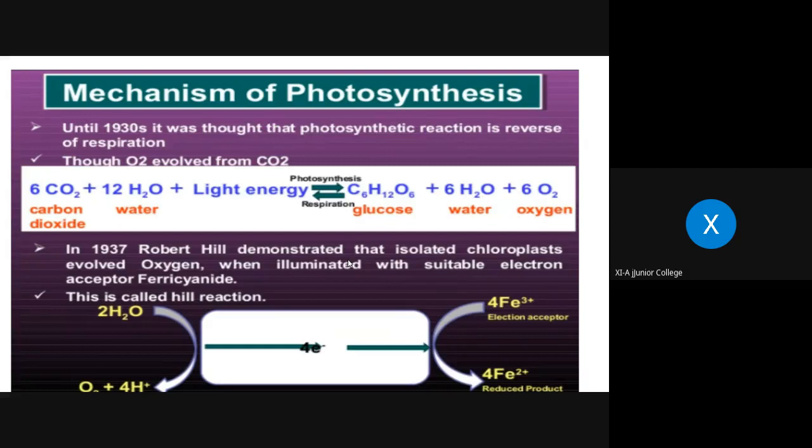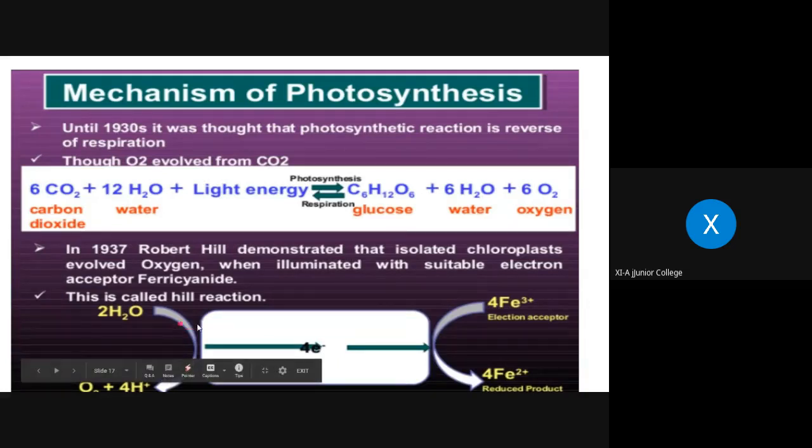That was considered. But in 1937, Robert Hill demonstrated that isolated chloroplasts evolved oxygen when illuminated with a suitable electron acceptor, ferricyanide. This is called the Hill reaction. Now, you will not understand this part right away, but let me tell you what happened when Robert Hill performed the experiment. In his experiment, he used a chemical which is considered to be an electron acceptor.